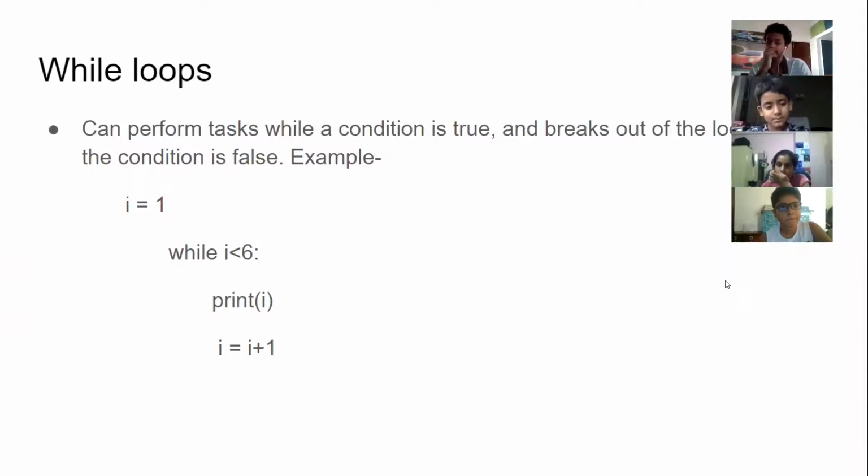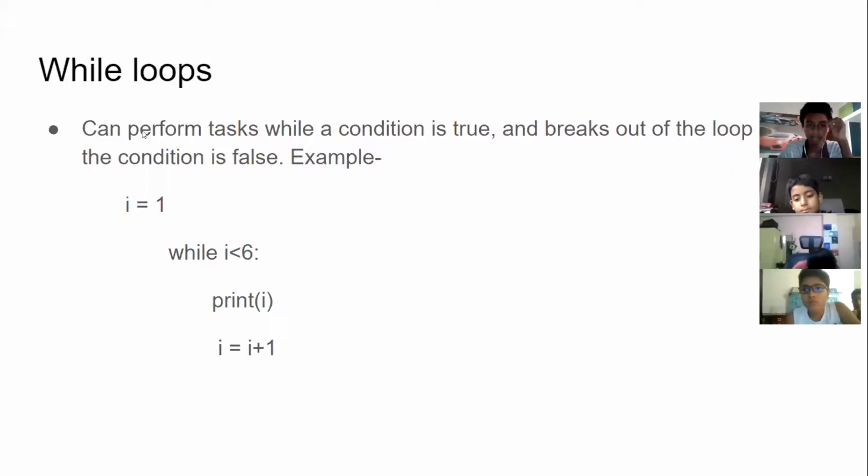Not exactly. So what loops do is they can repetitively perform tasks. There are different types of loops. There's while and for. Okay, so first we're gonna go over while. A while loop can basically repetitively do a certain task until a certain condition is satisfied or not satisfied, right? That's up to you.